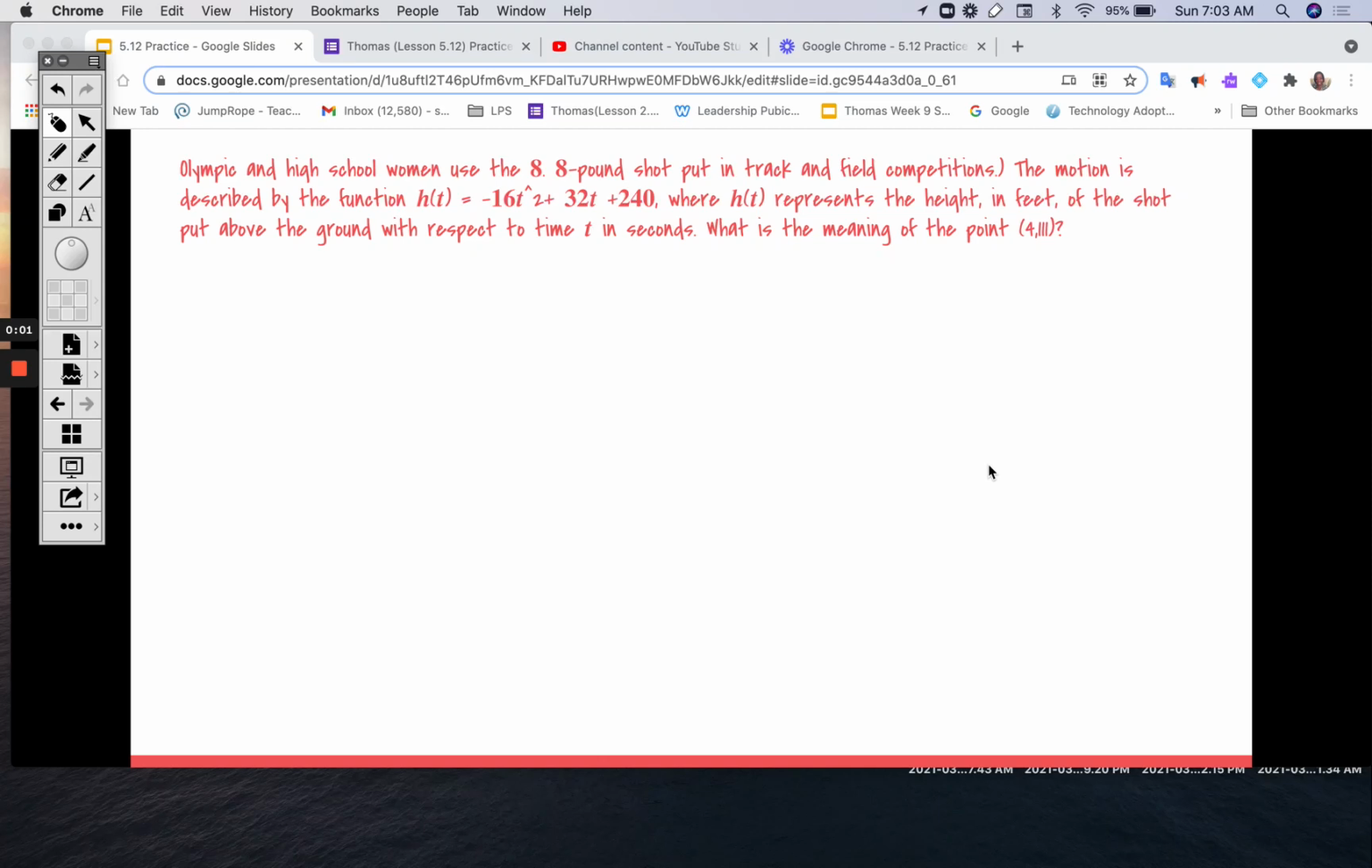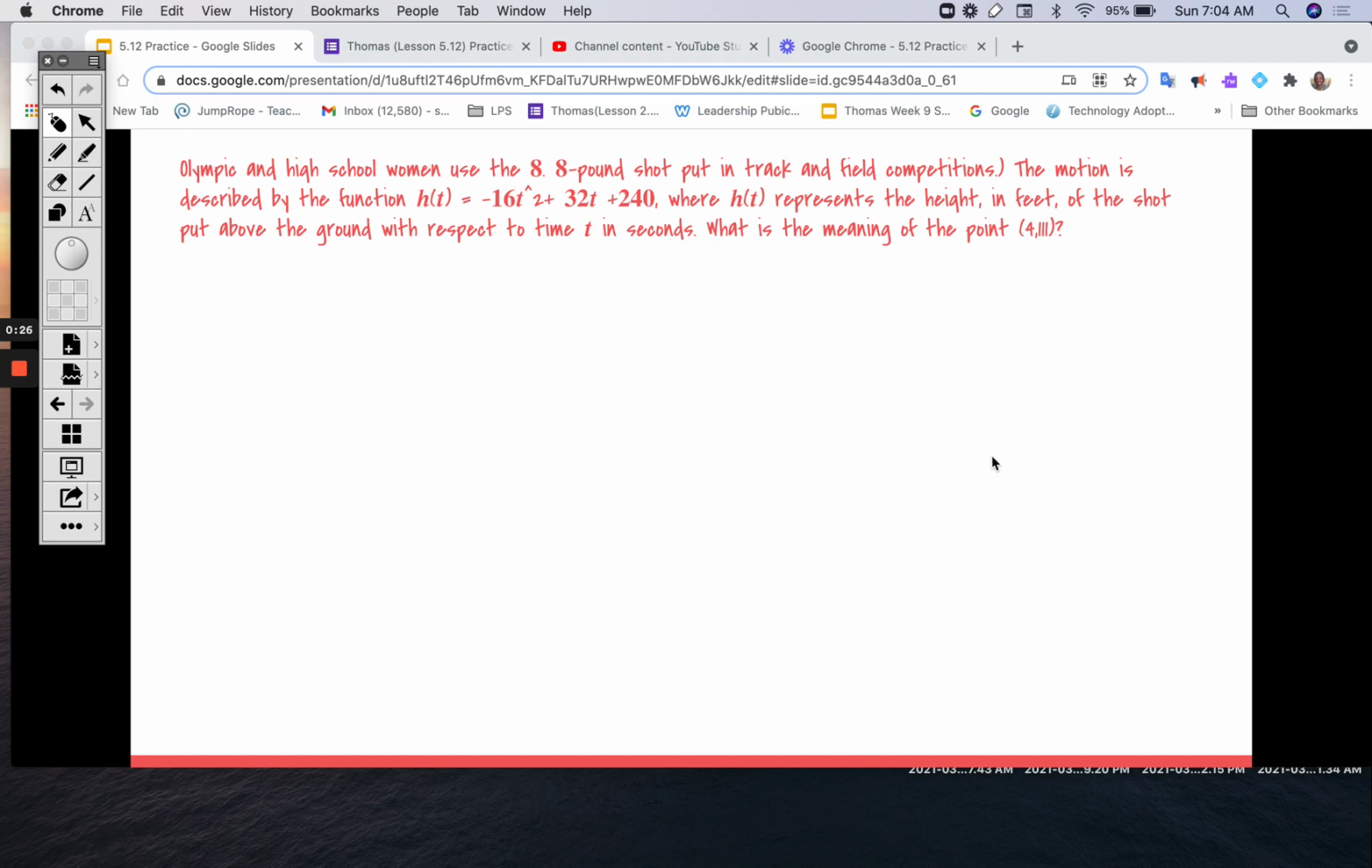So this question says Olympic and high school women use the 8.8-pound shot put in track and field competitions. The motion is described by the function h(t) = -16t² + 32t + 240, where h(t) represents the height in feet of the shot put above ground with respect to time t in seconds. What is the meaning of the point (4, 11)?